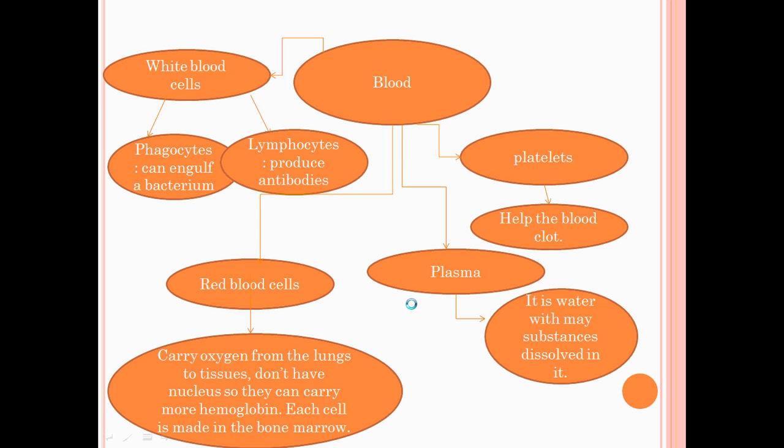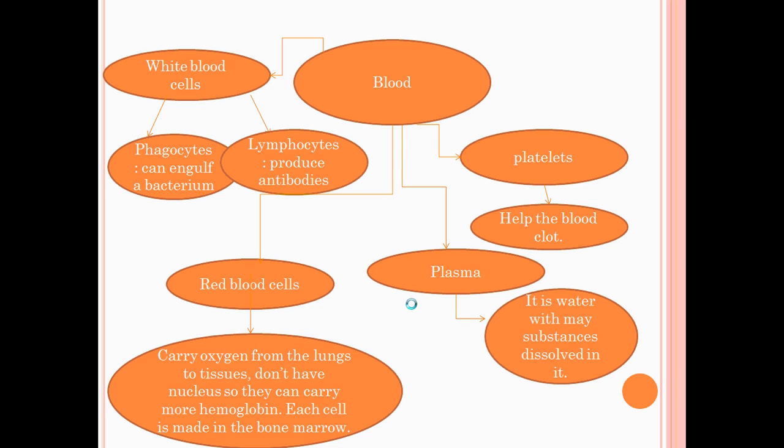So blood has four parts, which are white blood cells, platelets, plasma, and red blood cells. The white blood cells have two types, which are the phagocytes and the lymphocytes. Phagocytes can engulf a bacterium, which means it can go and eat the bacterium. But lymphocytes have antibodies which kill the bacterium.